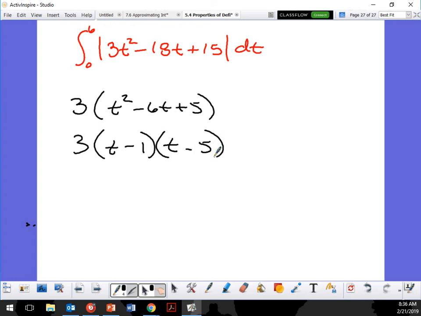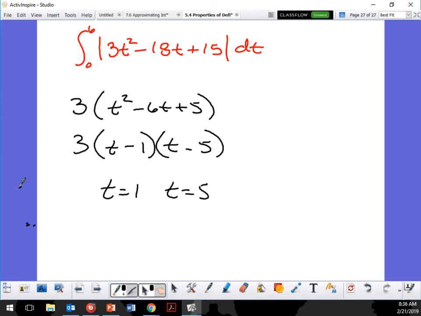Okay, so it's going to change directions at t equals 1 and t equals 5. So let's change directions at those two places. Isn't that supposed to be then? Oh wait, so it was going back then first, and then. Yeah, he was going down first, right?